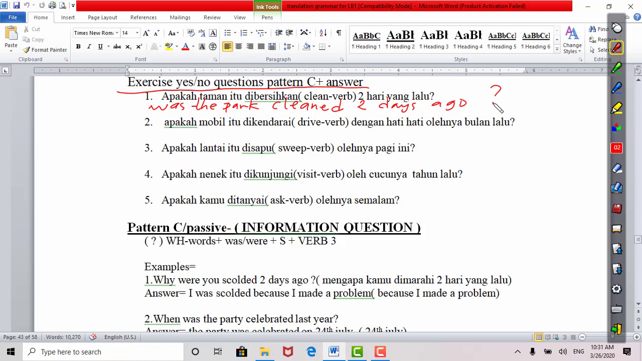You can continue number 2 until number 5. For example, apakah mobil itu? Mobil is one, right? So you have to use was, and then you can continue at home. All right? Now we go to the next.